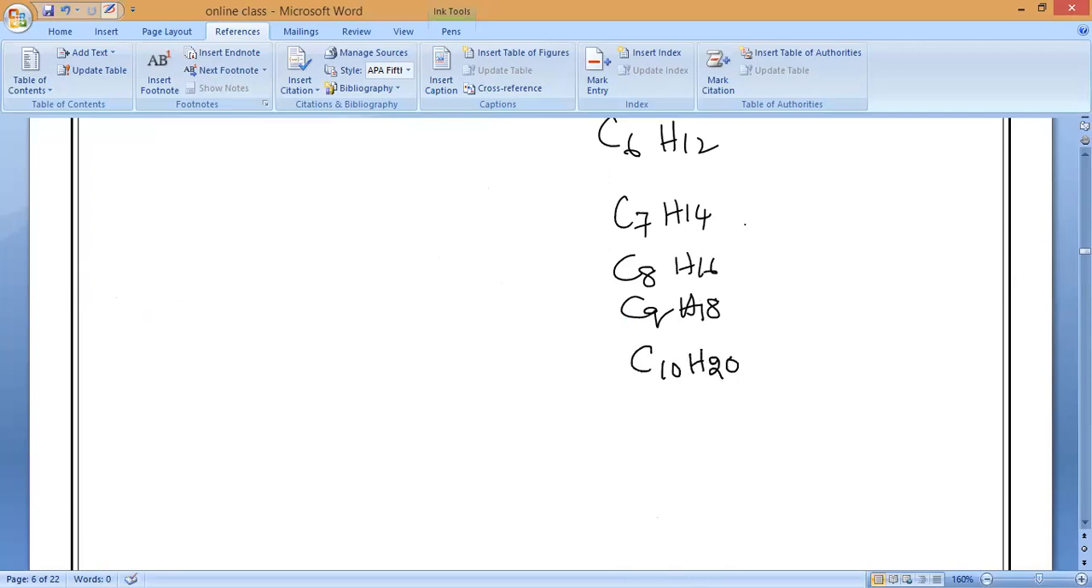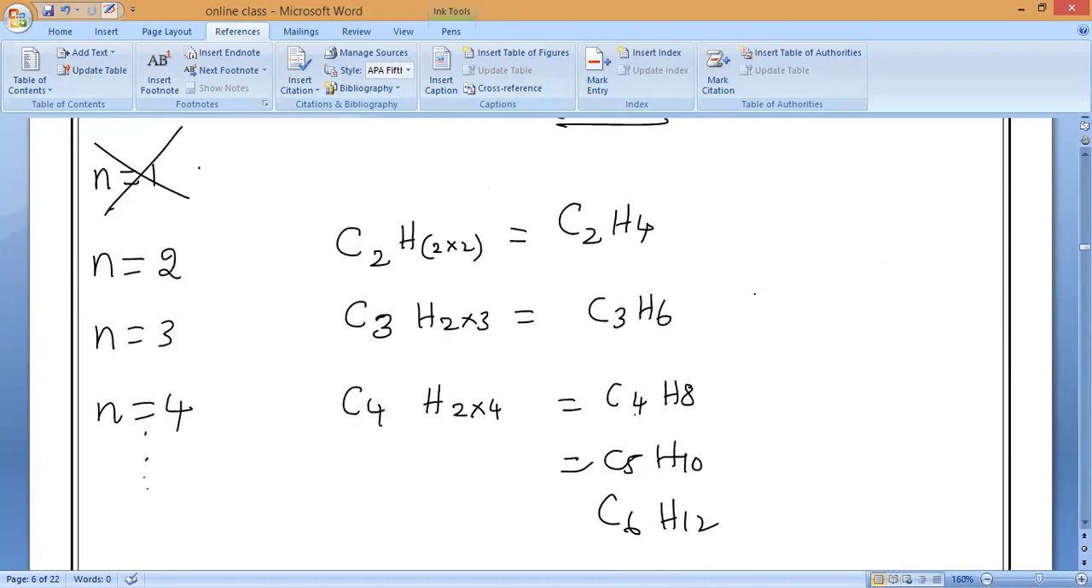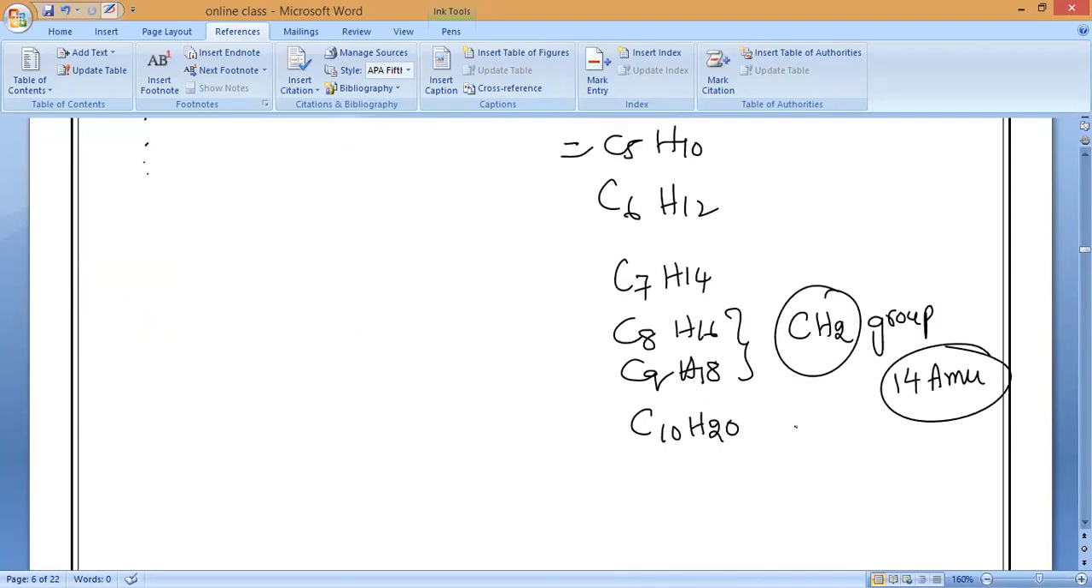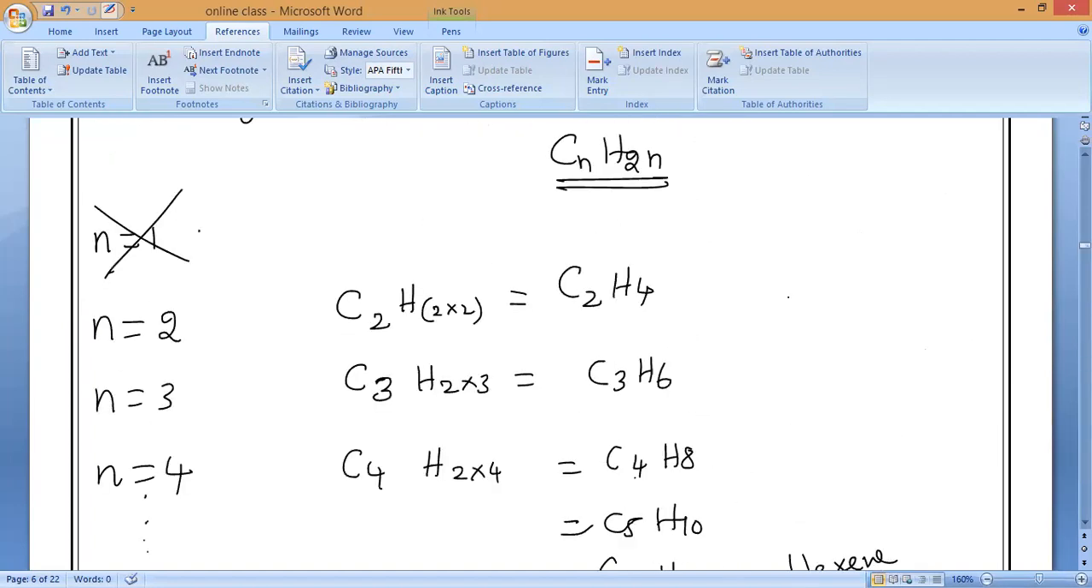C9H18. Here also you can select any two; they vary by a CH2 group, with atomic mass 14 AMU. So they are called a homologous series. Okay, all of you. So the names you have to remember. What is the name of this one, the last, C equals 10? Decene. This one, nonene. Octene, heptene, hexene. The remaining you all know: ethene, propene, butene.